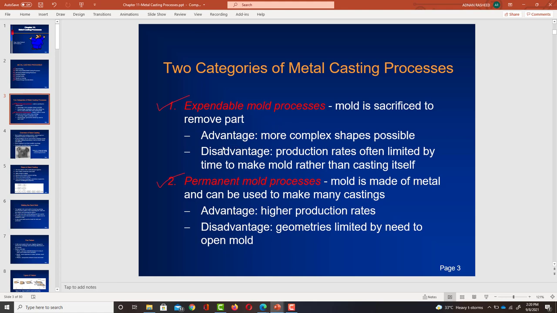And what is the disadvantage? The disadvantage is that you have to sacrifice the mold cavity, and every time you are going to cast any part, you have to make its mold again and again. Clear? This will take time and ultimately it will affect the production rate. So the disadvantage is that production rates are often limited by the time to make the mold rather than the casting itself. Casting does not take as much time as making the mold, therefore production rates are smaller in that.